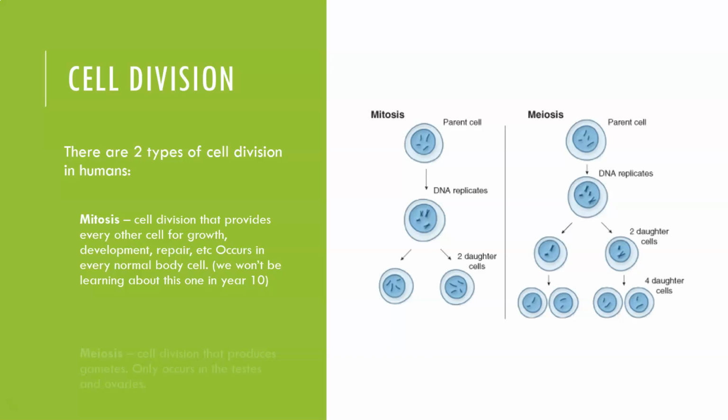However, in Year 10, we are going to look at the process of meiosis, and this only occurs in the testes and the ovaries, okay? And this is where our gametes are formed. On the diagrams to the right, you'll see mitosis on the left, and there you only get two daughter cells, and on the right you see meiosis, where you end up with four daughter cells.